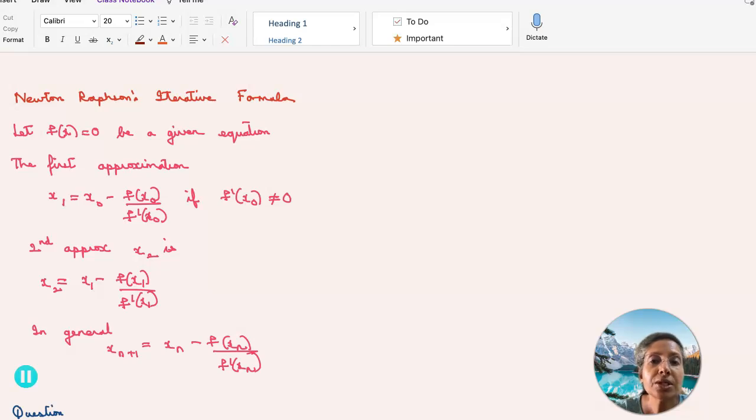So welcome to this session on numerical analysis. We will be learning Newton Raphson's iterative formula and how to apply it to problems. So this is part 1 of this lesson.